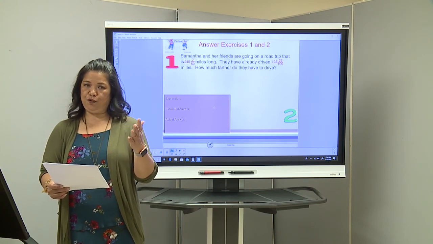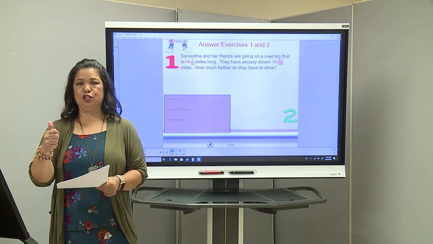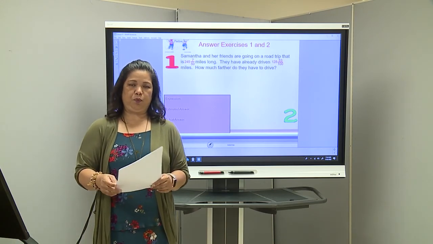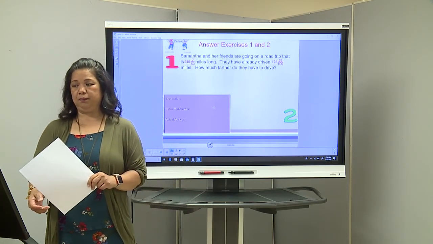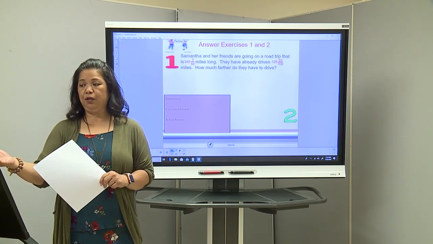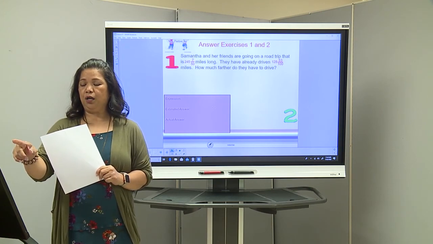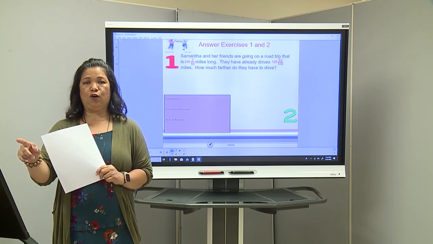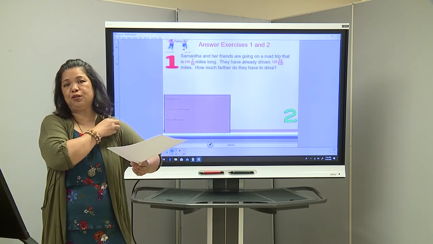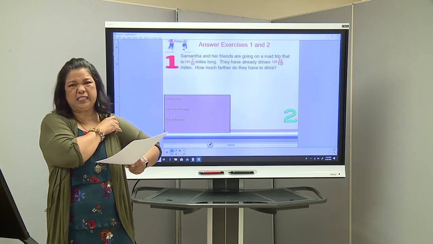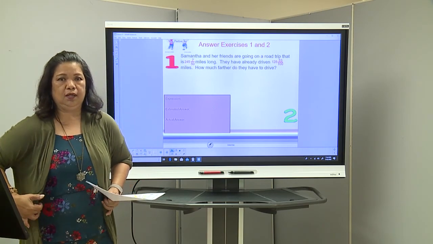So my question for you before we do anything, what type of problem is this? Is this an addition problem or a subtraction problem? Yes, this is a subtraction problem, okay? Because you know that this road trip is going to be 245 and 7/50 miles long. So it gave you the whole thing, and they have driven a part of it already. Then it's asking you how much farther they have to drive. So it's a subtraction problem.